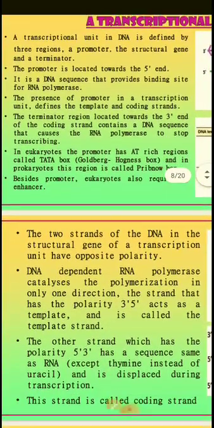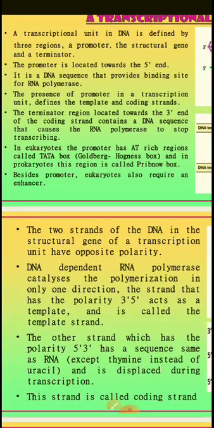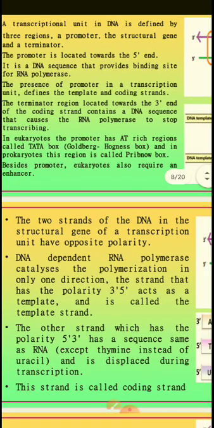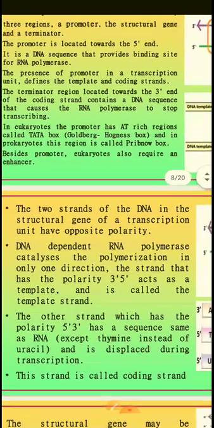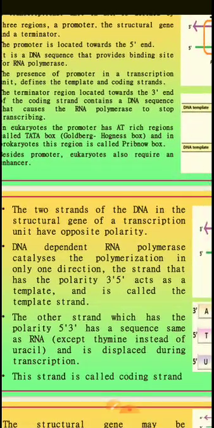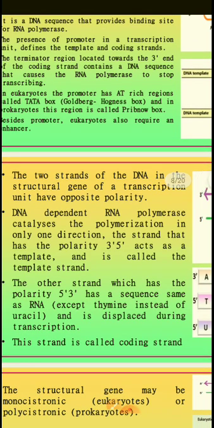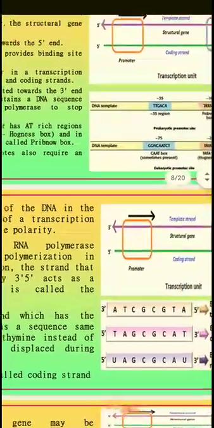The two strands of DNA in the structural gene of a transcription unit have opposite polarity. DNA-dependent RNA polymerase catalyzes, that is speeds up, the polymerization in only one direction. The strand with polarity 3' to 5' acts as the template, so it is called the template strand. The strand with polarity 5' to 3' has the same sequence as RNA, so it is displaced during transcription, because instead of thymine, uracil is present in RNA; I already told you thymine is only in DNA, uracil is in RNA. So this strand is called the coding strand.